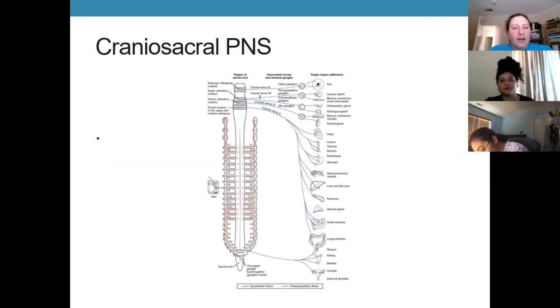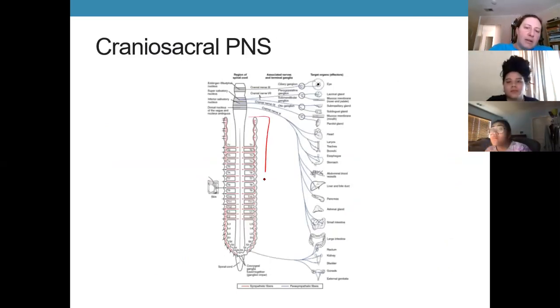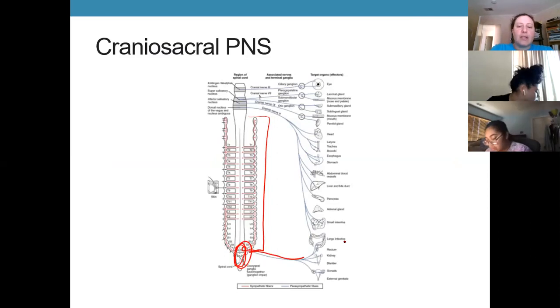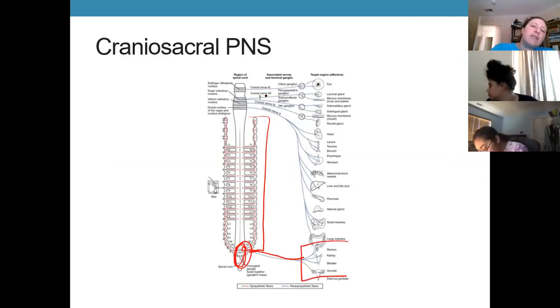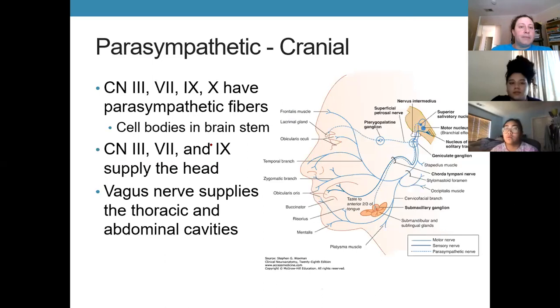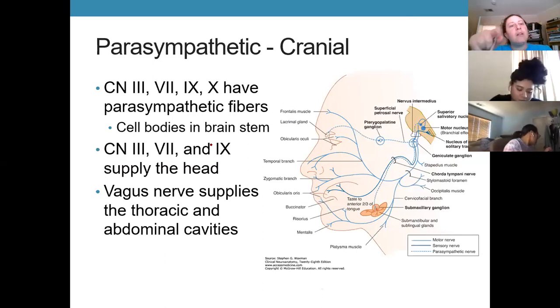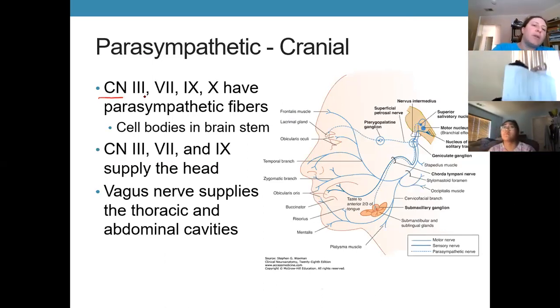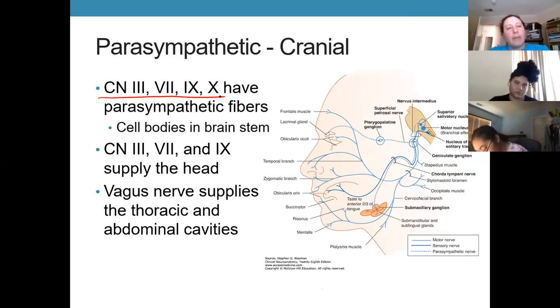So we look at the same diagram, but now instead of drawing out the postganglionics for sympathetic, we're drawing them out for parasympathetic. So we have a little bit coming from the sacral segments that goes to pelvic organs. Everything else is coming from the brainstem via several cranial nerves. So there are 4 cranial nerves that carry parasympathetic fibers. Their cell bodies are always in the brainstem. There are terminal ganglia by their organs.